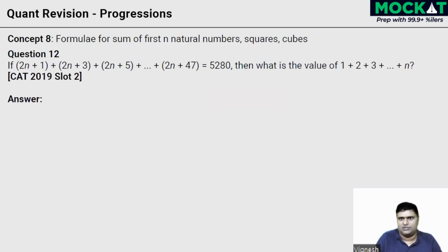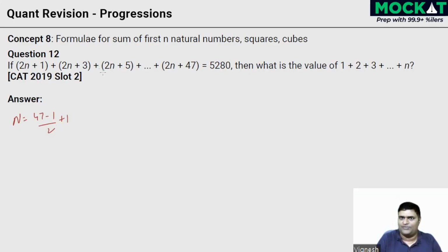One such example is something like this. Eventually we need to find the sum of the first n natural numbers. Let's see how to do this. The sum of 2n plus 1, 2n plus 3, 2n plus 5 and so on till 2n plus 47 is 5280. How many 2n's are there? It starts with 1, then 3, then 5 and so on. 1, 3, 5 and so on till 47 is in AP. So the number of terms, I'll call it capital N, is last term minus first term divided by 2 plus 1.